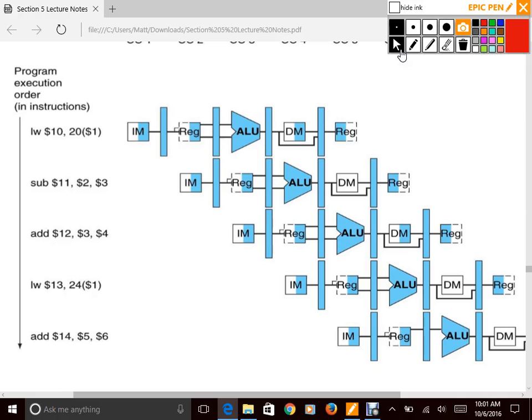Okay, that's true, but a control... All right, so let me give you a hint. Let's say this was branch equivalent. Let's say this was 10, right? So what's the issue that's happening here?